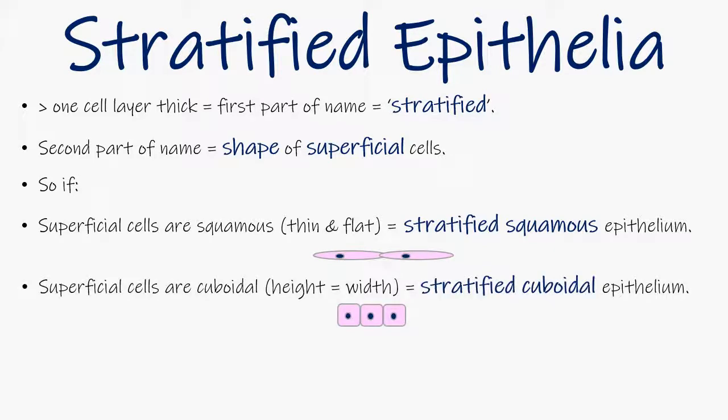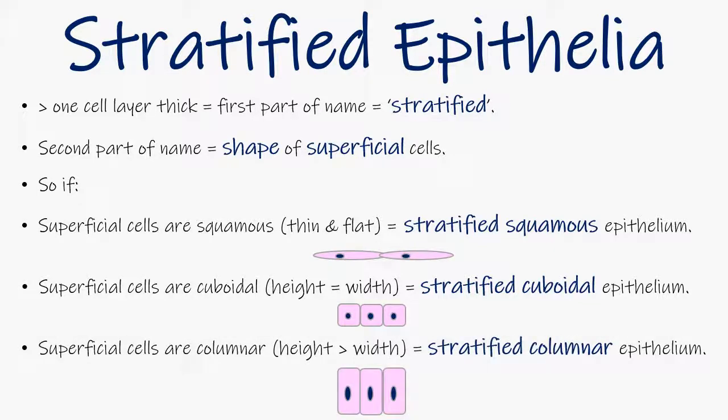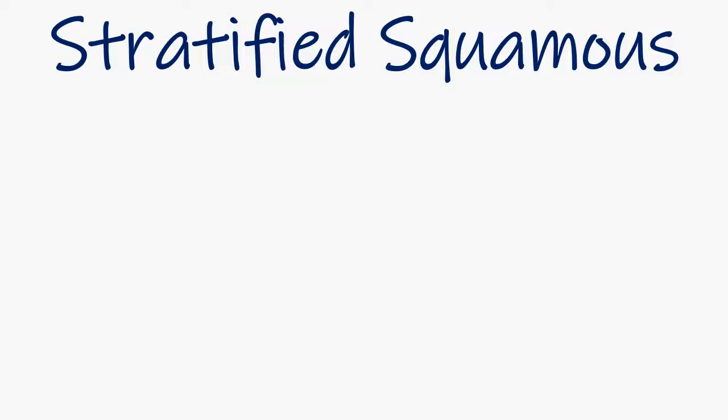If the superficial cells are cuboidal in shape, the epithelium is called a stratified cuboidal epithelium. And if the superficial cells are columnar in shape, the epithelium is called a stratified columnar epithelium. This is a rare epithelium, and we will not look at it in this overview video. Let's look at an example of a stratified squamous epithelium.